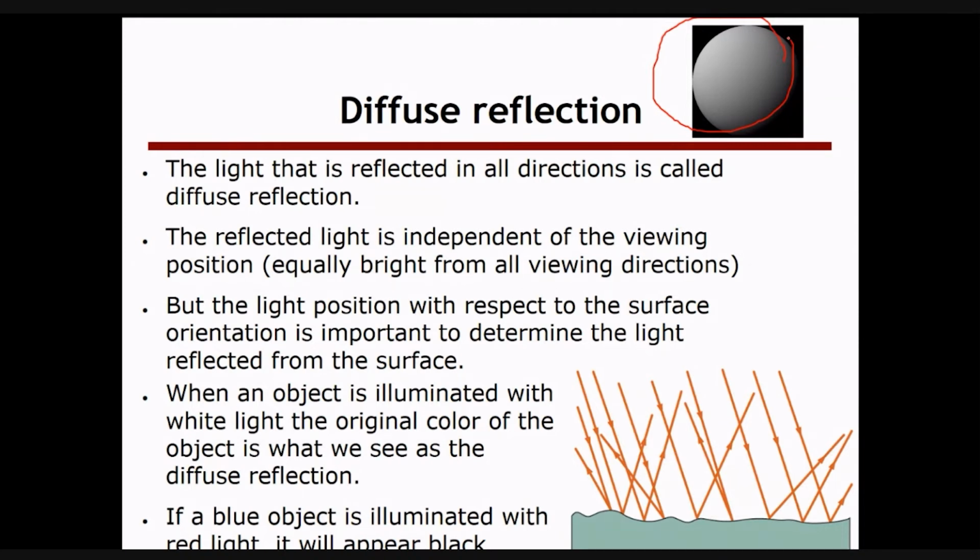When an object is illuminated with white light, the original color of the object is what we see as the diffuse reflection. One very simple fundamental that we already know. But if a blue object is illuminated with red light, so the object color is blue and it is getting illuminated with red color, then it will appear black. That is what it wants to say.